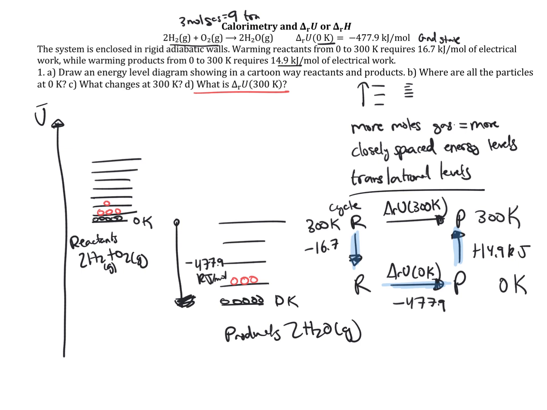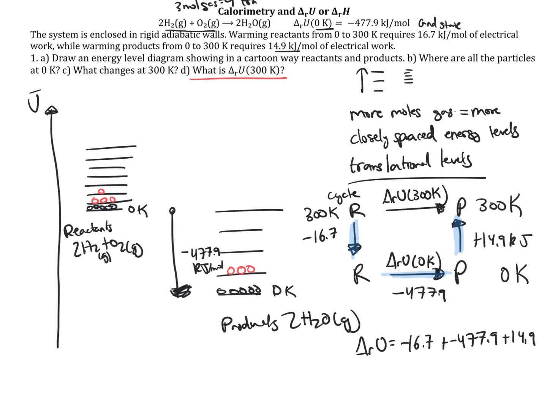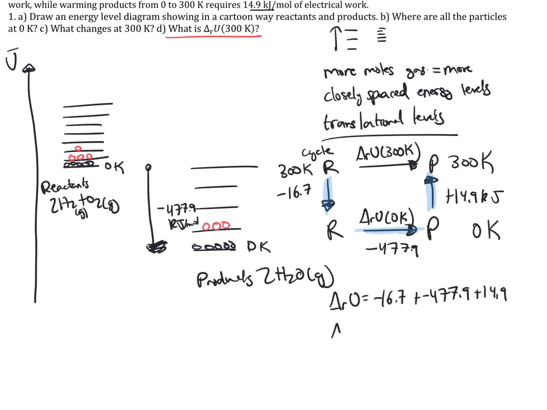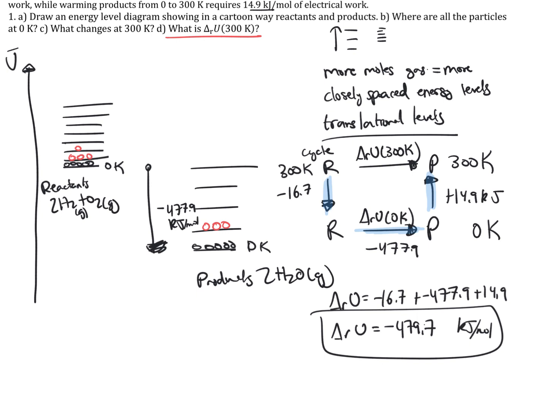So if I add those three arrows up, I get this net process. I take reactants to 0, convert from reactants to products at 0, then go up to products at 300. Those three steps are equal to the delta RU, reactants to products at 300, that I want. So delta RU is equal to negative 16.7 plus negative 477.9 plus 14.9. And the final answer here is negative 479.7.